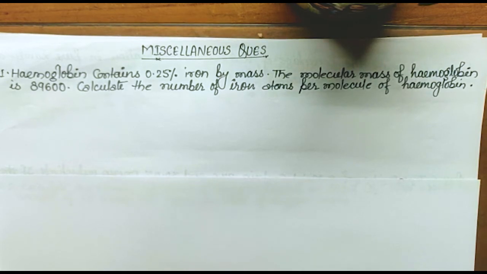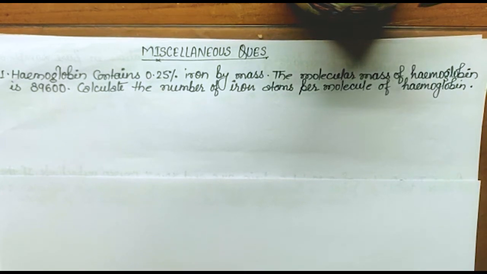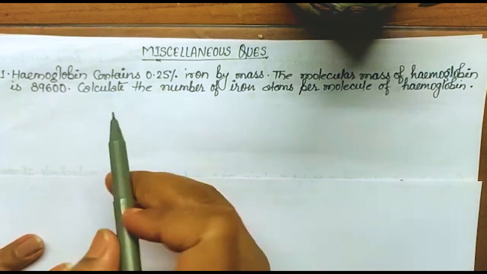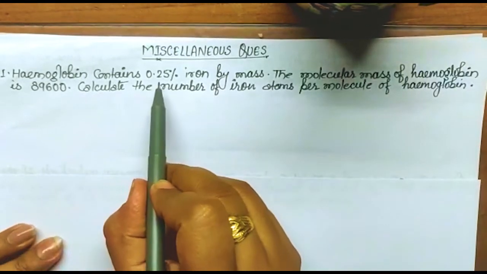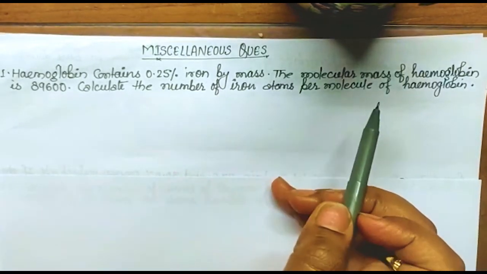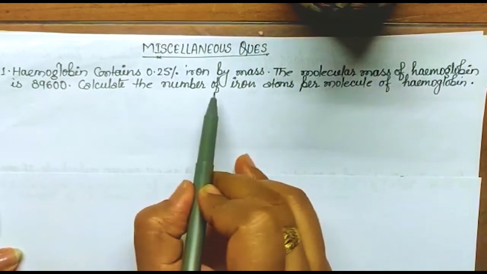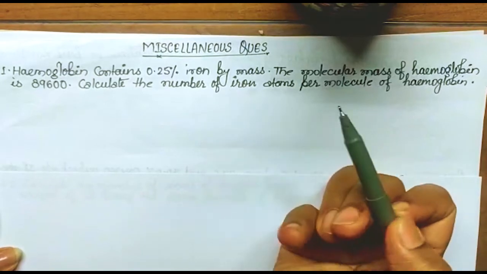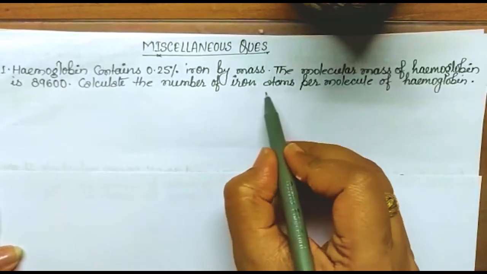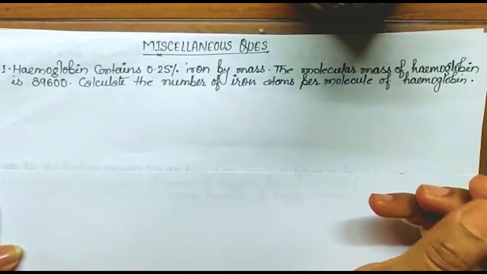So the first question, it's miscellaneous. That means I have not mentioned from which topic I am giving the questions. So we have to identify which topic it is and what the solution will be. Here is the first question I have written: hemoglobin contains 0.25% iron by mass. The molecular mass of hemoglobin is given as this. Calculate the number of iron atoms. This is from mole concept.